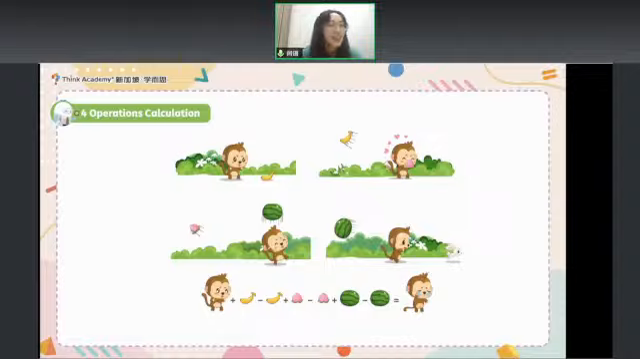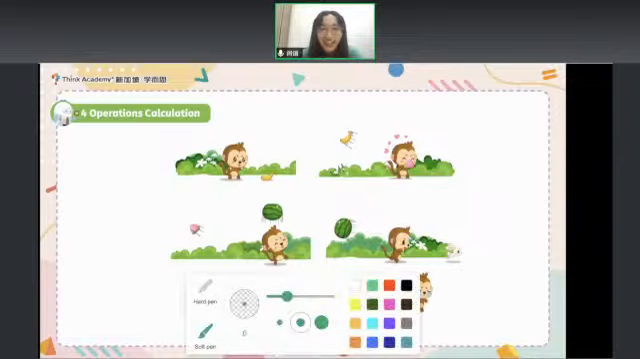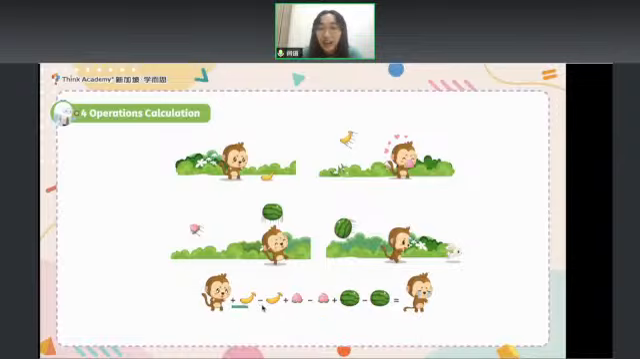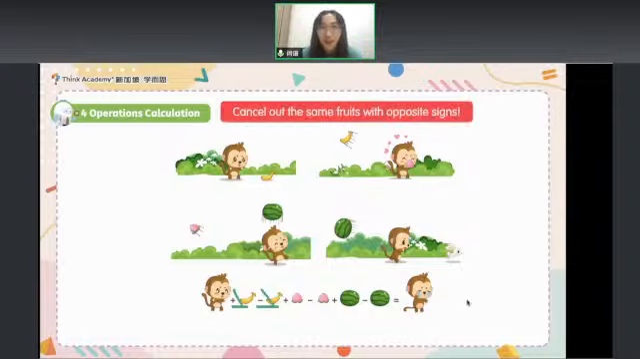Okay. So actually from the story, what kind of conclusion can we get? That is, if you just add and then subtract the same thing, the same items, the same numbers, actually you see that we can just cancel them. Okay. So here this is the first key point, that is we can cancel out the same fruits with opposite signs. So what are the opposite signs? That is a plus and a minus, times and a divide.